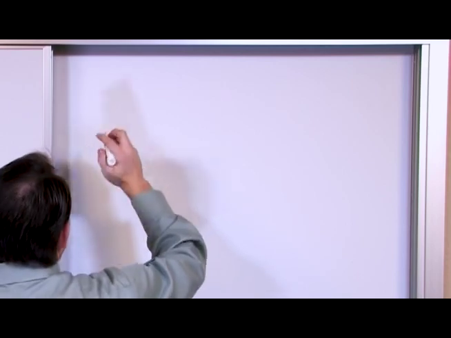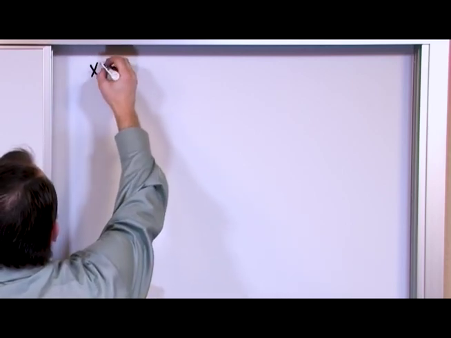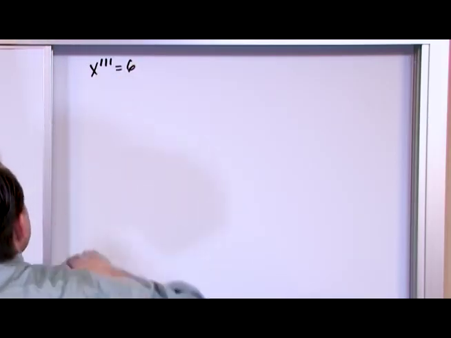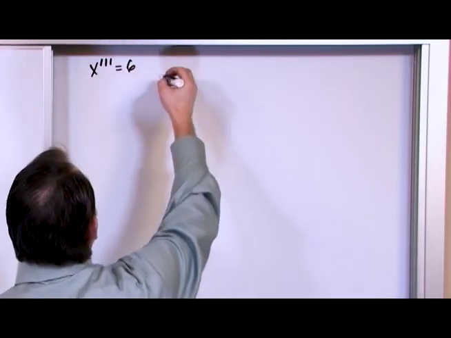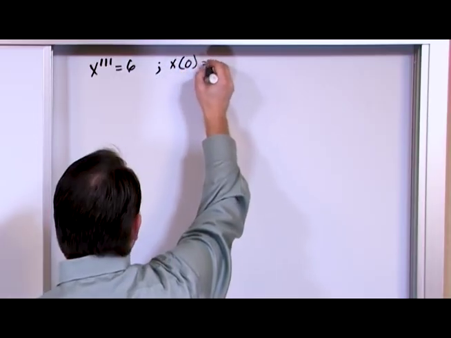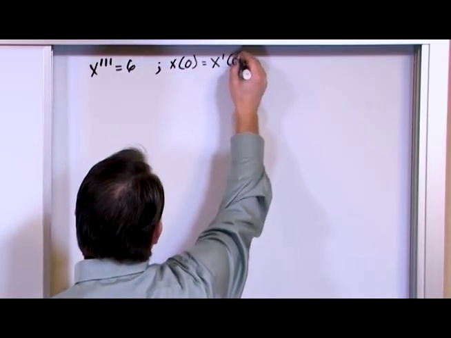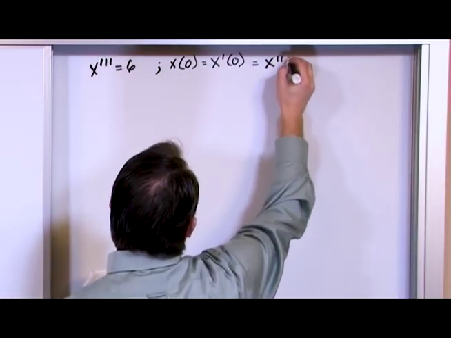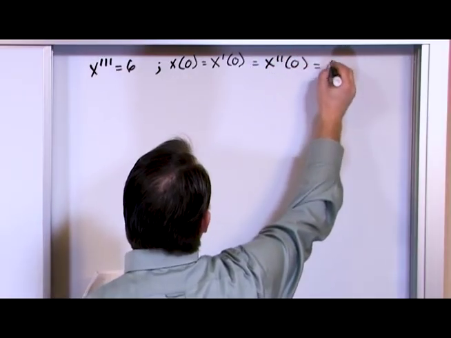Let's say the next problem is the third derivative of x is equal to 6. That's what the three little marks there are. And let's say that the initial condition is x of 0 is equal to x prime of 0, which is the first derivative, is equal to the second derivative, and all of those are equal to 0.